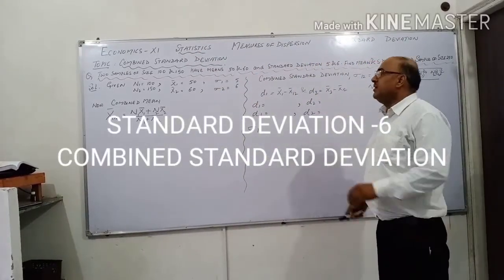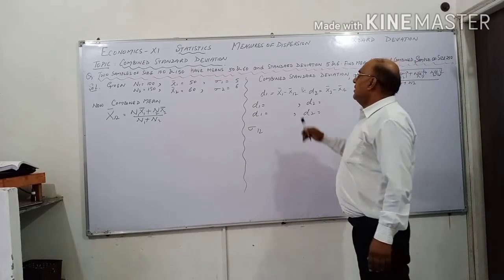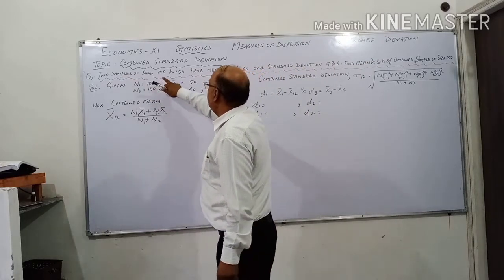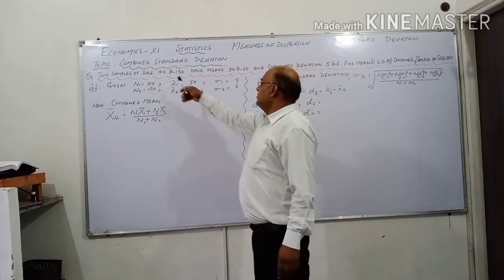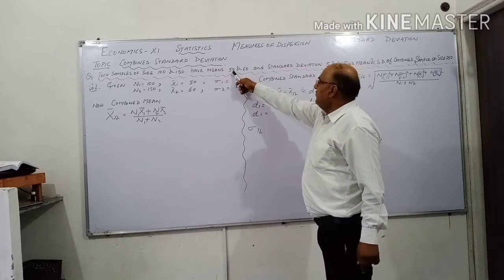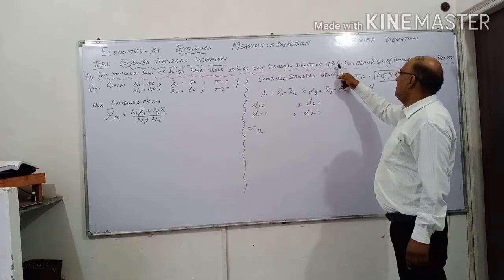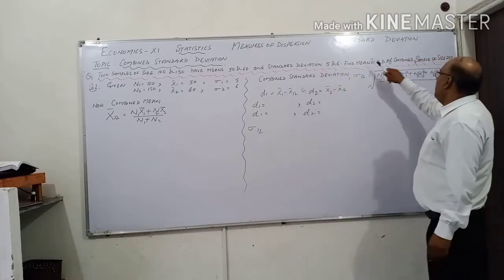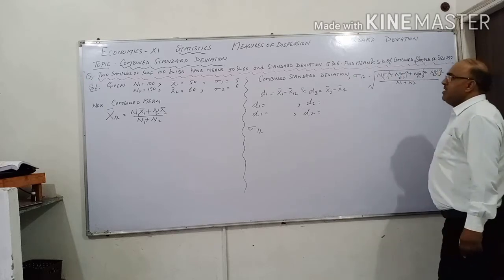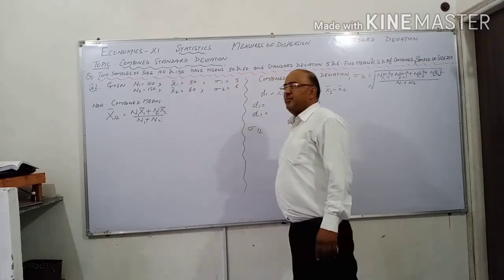Hello viewers. Now I will take combined standard deviation. The question is: given two samples of size 100 and 150, so the sizes are n1 and n2, having means 50 and 60, mean 1 and mean 2, and standard deviations 5 and 6, standard deviation 1 and standard deviation 2. Find the mean and standard deviation of the combined sample of size 250. Combined sample size means we total the sizes of both, which gives 250.